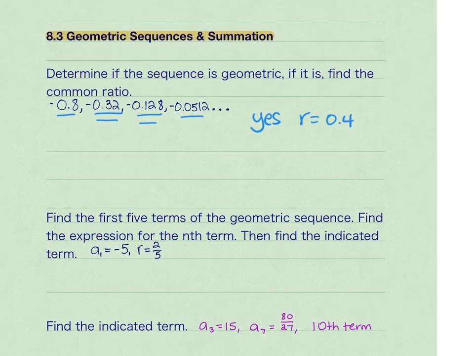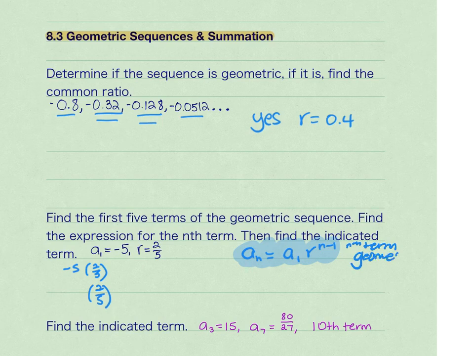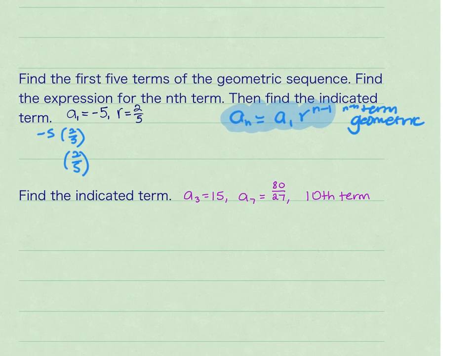Second one says find the first 5 terms of the geometric sequence and write the expression for the nth term. So I would just multiply. I would do negative 5 times 2/5, that answer times 2/5, that answer times 2/5, until I get to my 5th term. And then the nth term is another equation you've got to know: A1 times r to the n minus 1. This is the nth term of a geometric sequence. In this case it would be negative 5 times 2/5 to the n minus 1.